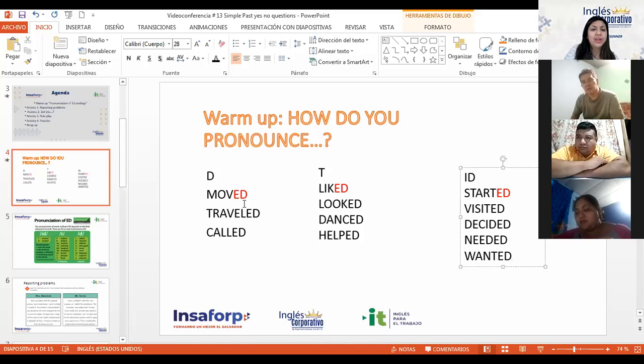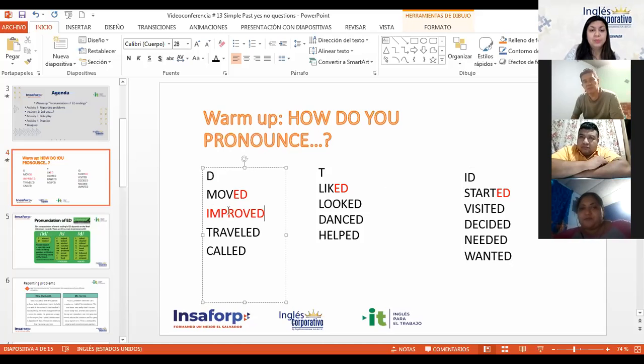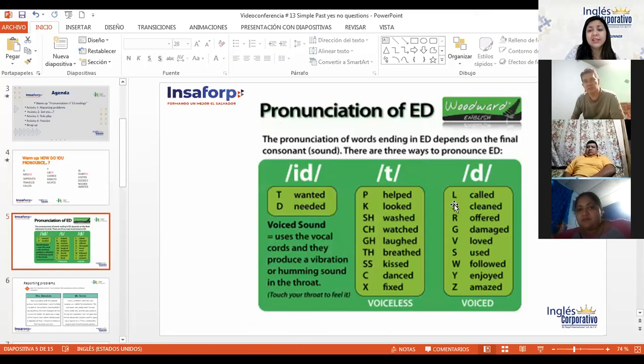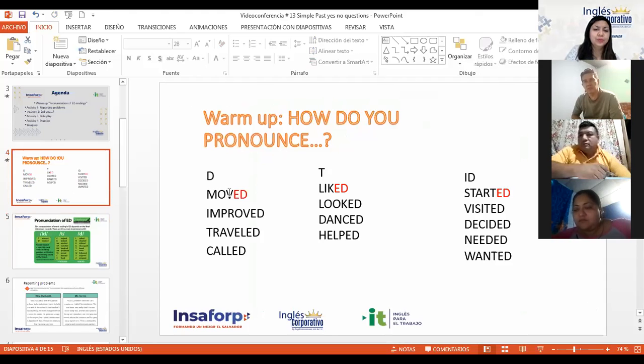Ahora en estos, por ejemplo, los que terminan en B, como improve. Cuando le agrego ed, o solo la d en este caso, improved, traveled, called. Miren la tablita. La tablita dice que los que terminan en L, N, R, G, V, S, W, Y, Z, y todas las que terminan en vocal, y se le agrega ed, su pronunciación va a ser como d. ¿Ok? Aquí tenemos, por ejemplo, moved, improved, traveled, called.